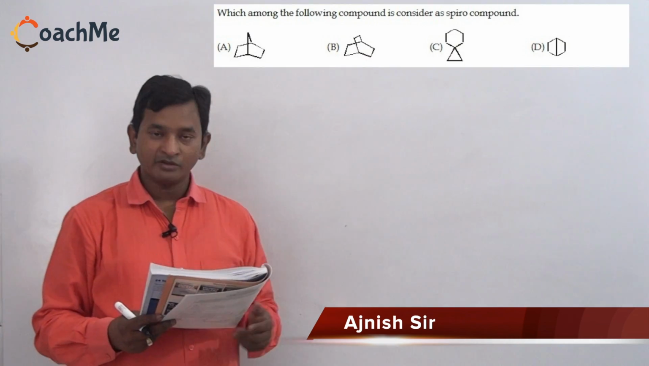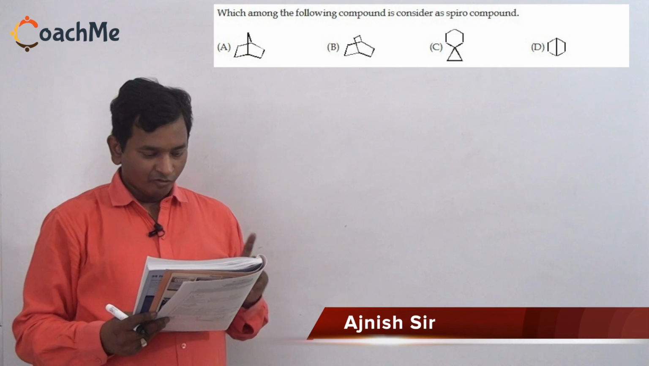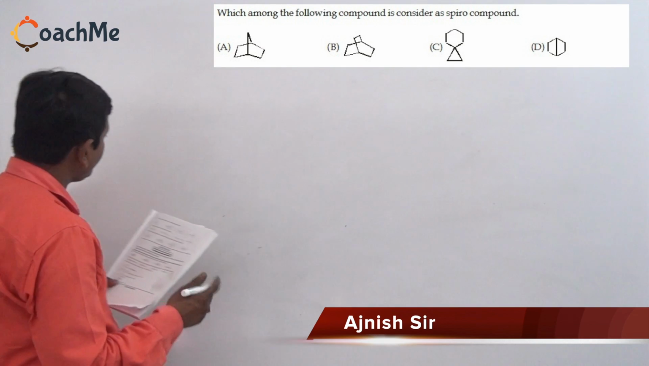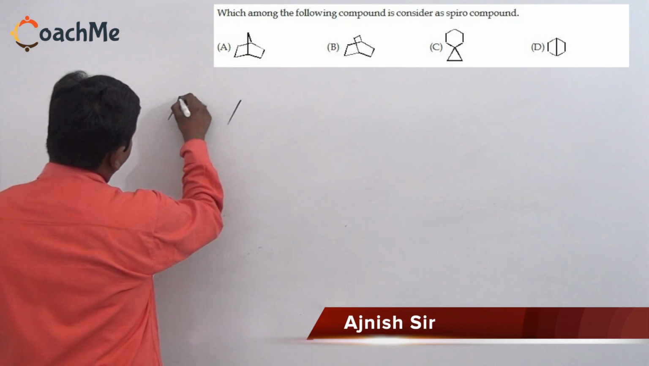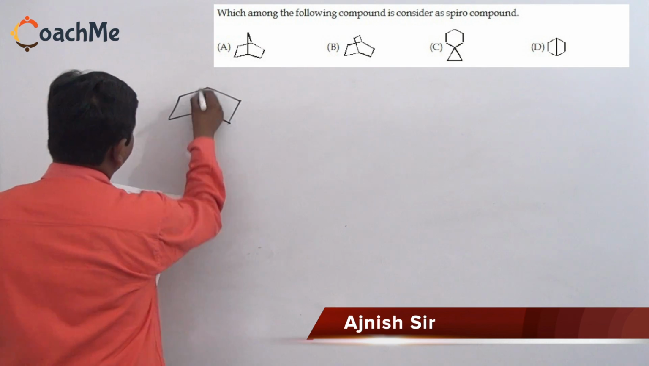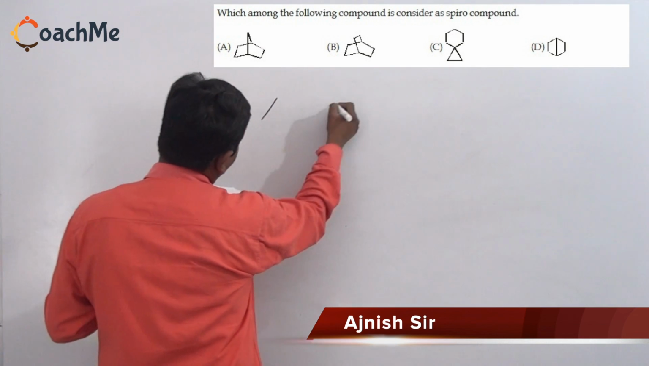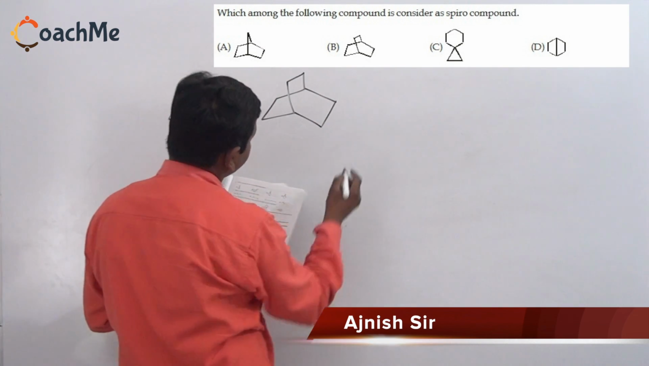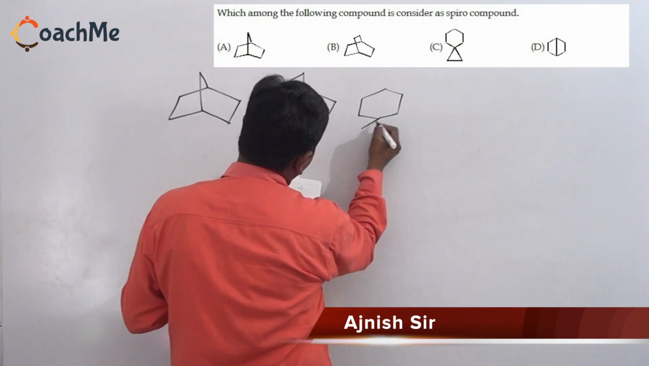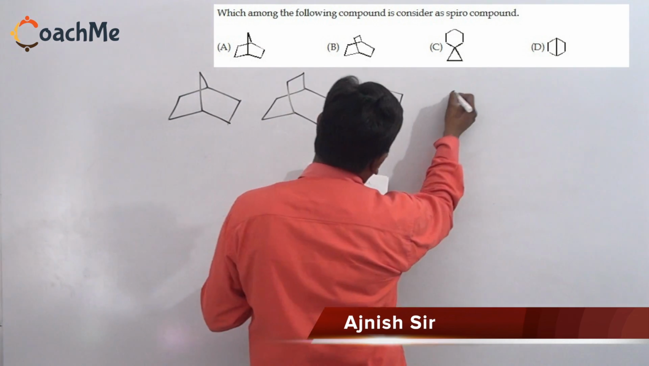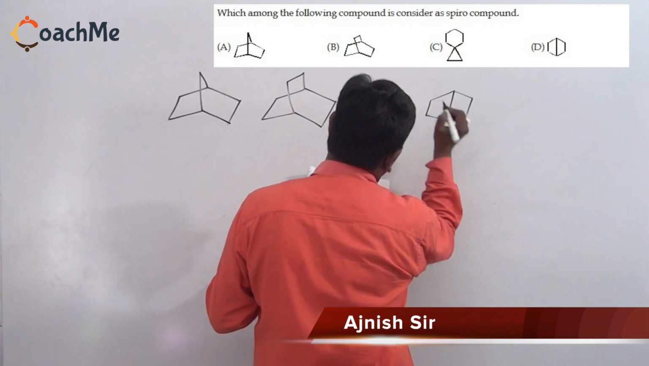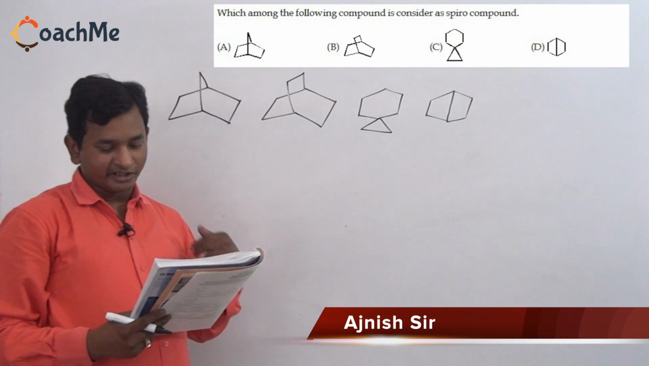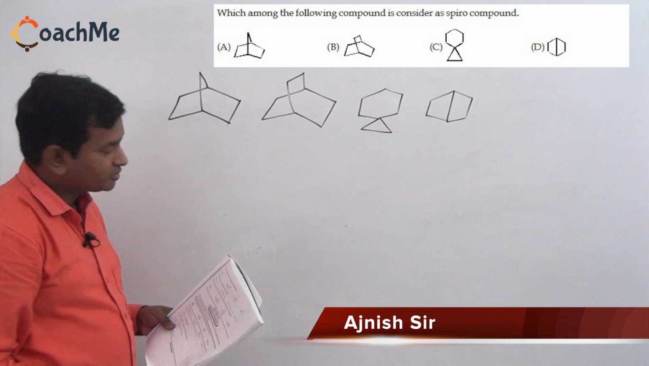Now the last question of SCQ. It is given, which among the following compounds is considered a spiro compound? Option A will be like this. Option B will be like this. Option C will be like this. And option D will be like this. And in this question, it is asked, which among the following compounds is considered a spiro compound?